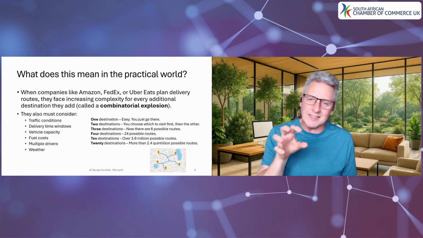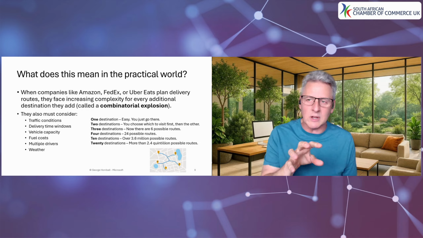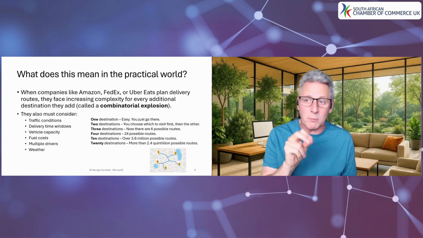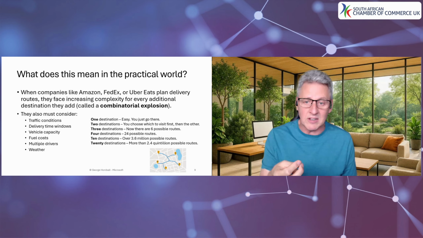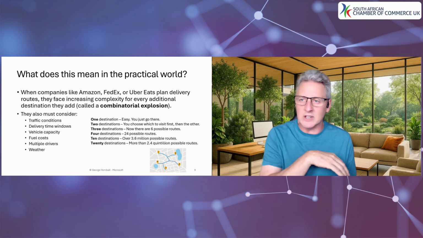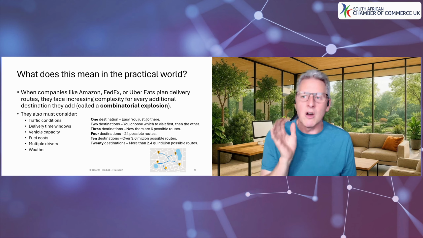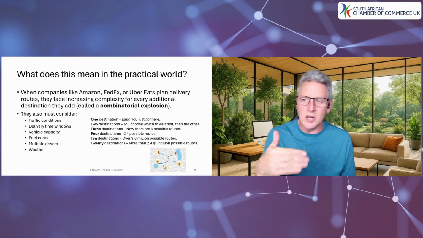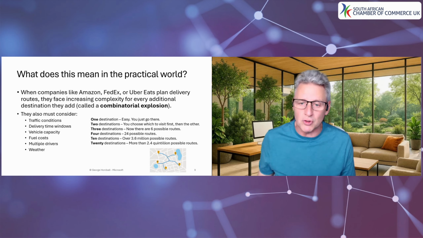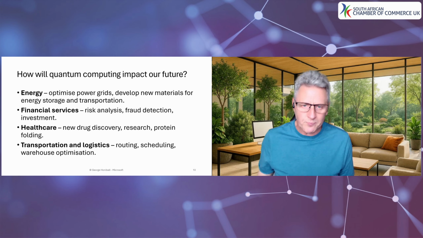So you can see this is a very practical example of where a quantum computer can come in and help you solve this challenge very quickly and very easily. So if you have 20 destinations to deliver, it's going to take decades for a conventional, classical computer to be able to calculate the best route that you should take to make those 20 deliveries.